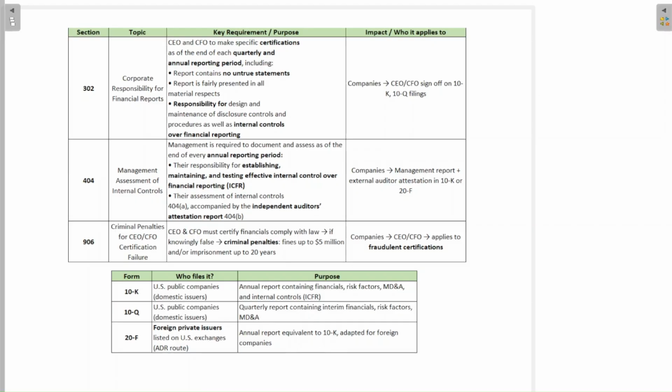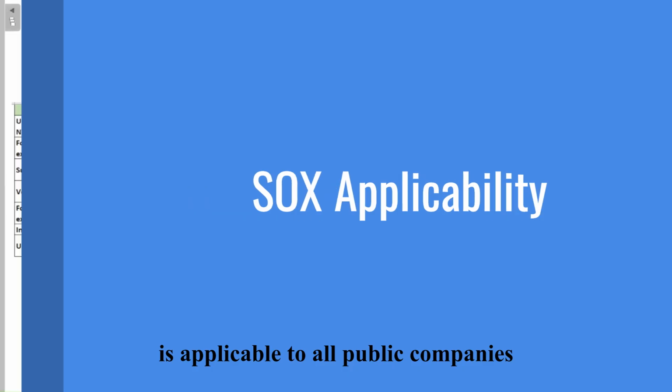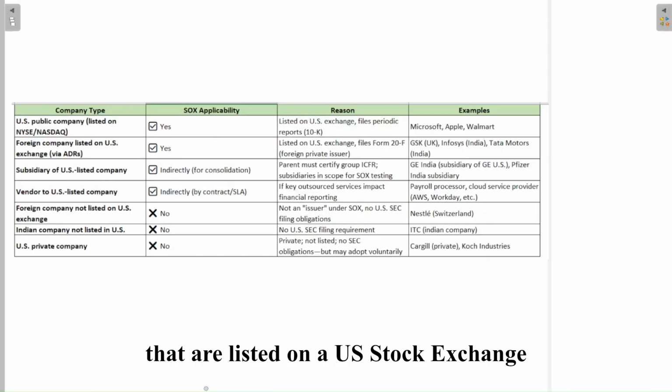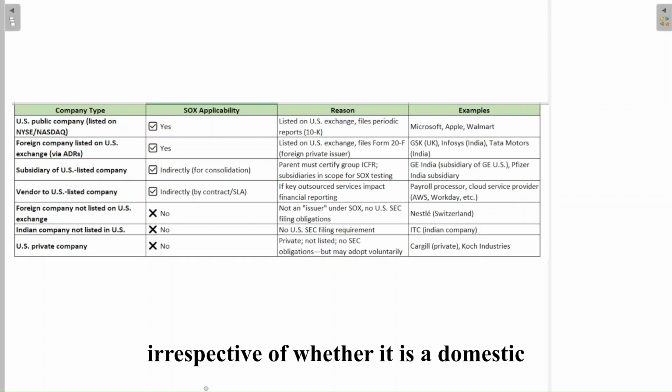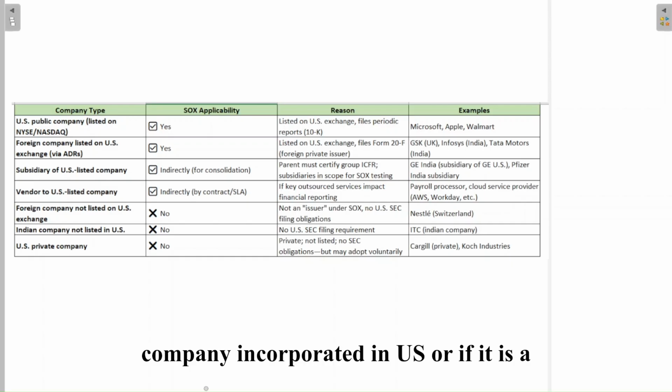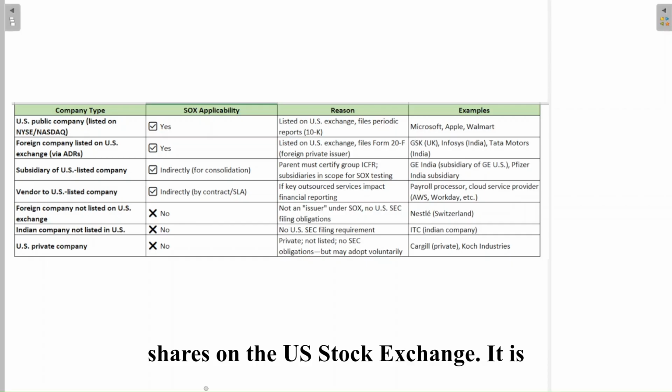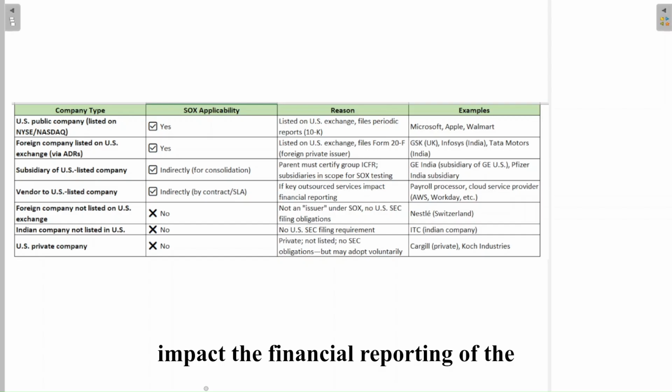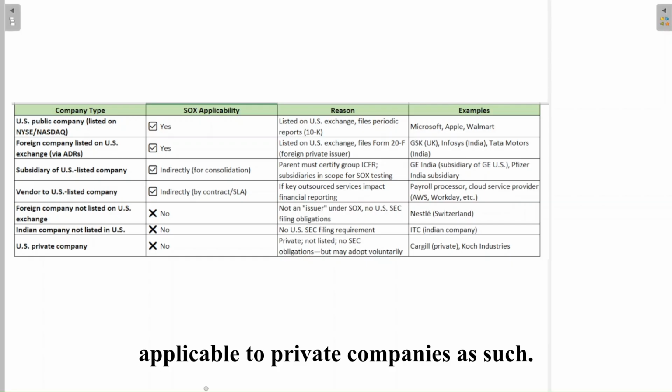Let us understand what is the applicability of SOX. SOX is applicable to all public companies that are listed on a US stock exchange, irrespective of whether it is a domestic company incorporated in US or if it is a foreign company that has listed its shares on the US stock exchange. It is also applicable to subsidiaries of US listed companies as well as to vendors of US listed companies if those vendors have been outsourced services which impact the financial reporting of the company. Okay, so it is not applicable to private companies as such.